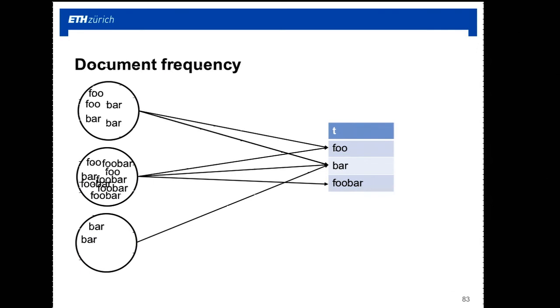Okay, so that's how it works. So foo is contained, you see two incoming arrows, it's contained here and here, that gives us 2. Bar is in 3 documents, all 3 of them, and foo bar is only in that document. This is the document frequency. Okay, so we have term frequency, document frequency, and collection frequency.